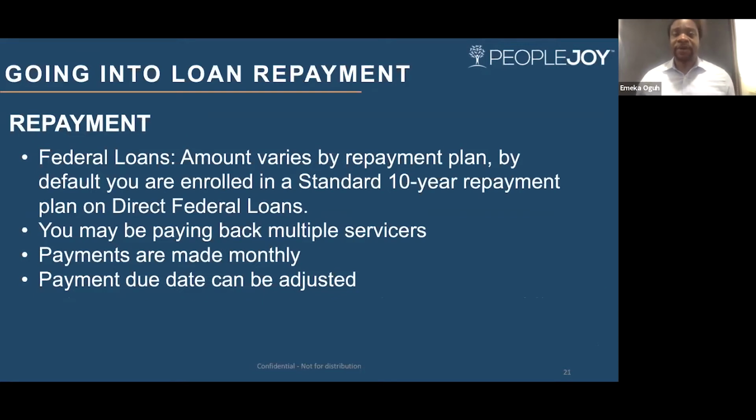Once you get out of the grace period, your loan goes into repayment. Now, if you haven't elected to go into a different repayment plan, by default, your loans will go into a standard 10-year repayment plan. And so you'll be paying fixed monthly payments for a period of 10 years. All the payments are made monthly on the same due date. You do have the option to move your due date around if you want to time it with payday. You can call your servicer and actually get your payment due date adjusted.